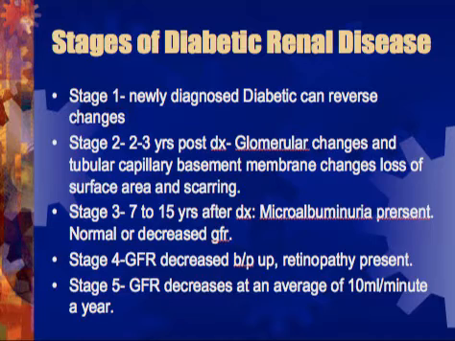In stage 1, this is a newly diagnosed diabetic, and they can reverse kidney problems or changes. Stage 2, 2 to 3 years after diagnosis of diabetes, glomerular changes and tubular capillary basement membrane changes. Loss of surface area and scarring we're already seeing. In stage 3, 7 to 15 years after diagnosis, we start seeing that they are throwing out microprotein in their urine. Once they start throwing out microprotein, there's no turning back. We want to keep that at a minimum for as long as possible.